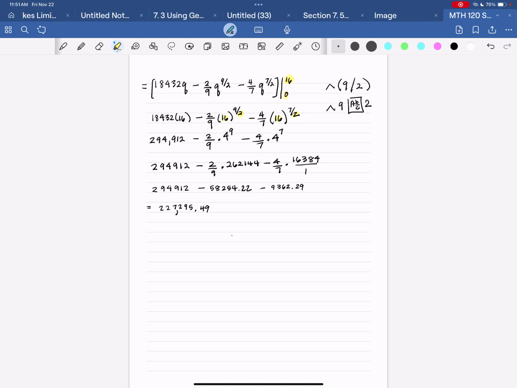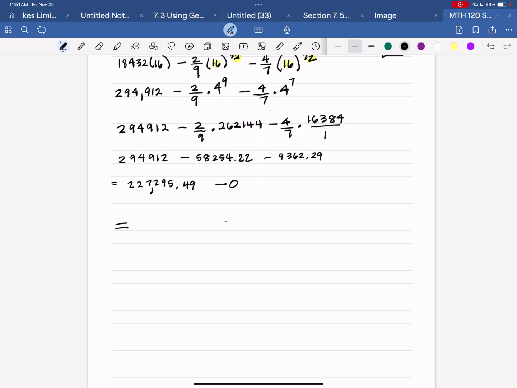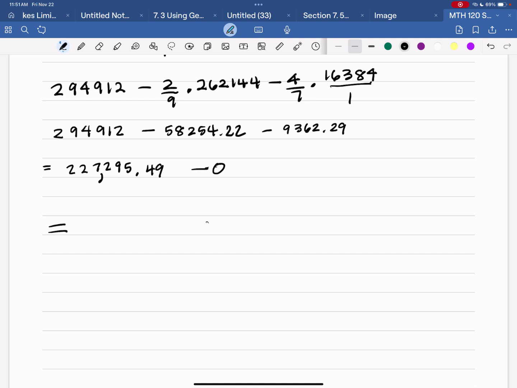Now we're supposed to remember when we do the evaluation, we have to also do it at the bottom one. But if you'll notice, all of these have a Q, so that's going to end up being minus 0. So our final answer for our producer surplus is $227,295.49.